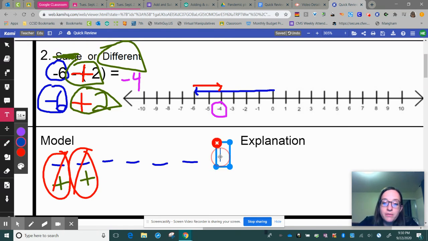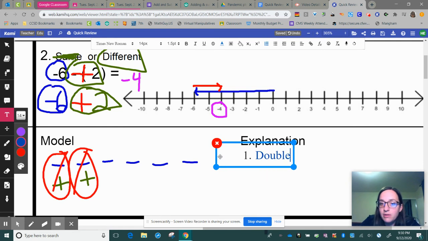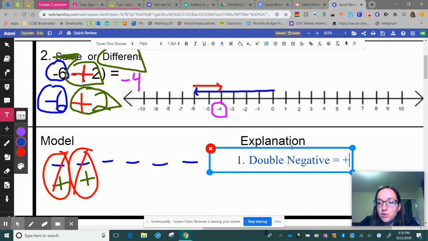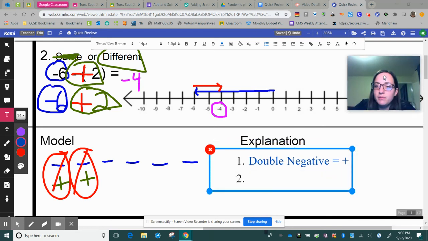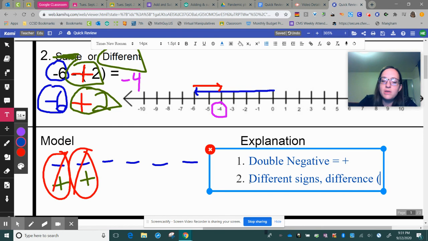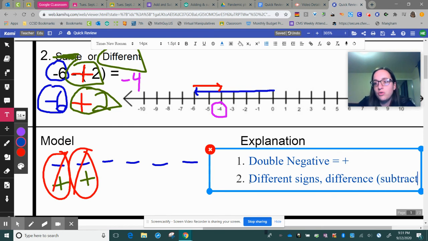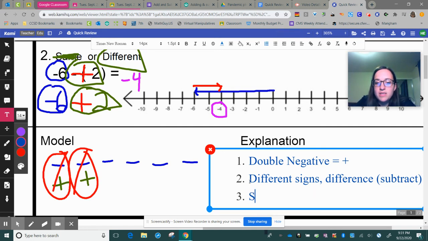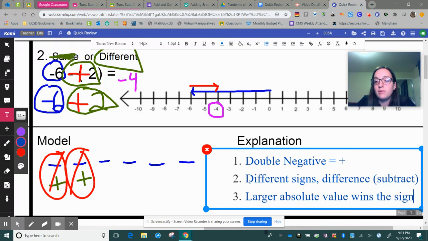Let's look at our explanation. The first thing we did was we took care of that double negative, which made it positive. Step 2, we checked they had different signs. Since they had different signs, we found our difference, which is a mathematical word for subtraction. So really we subtract our values. Different sign, we subtract the values. And then we see who wins the sign battle. Well, the larger absolute value wins the sign battle.